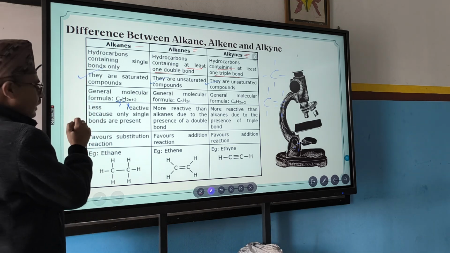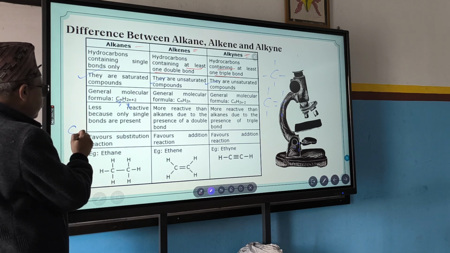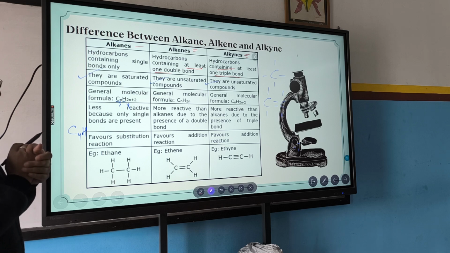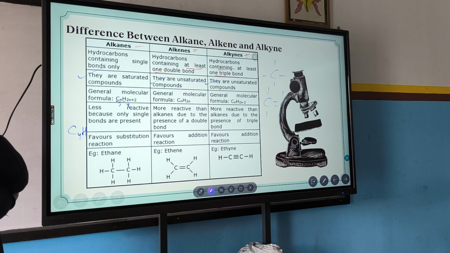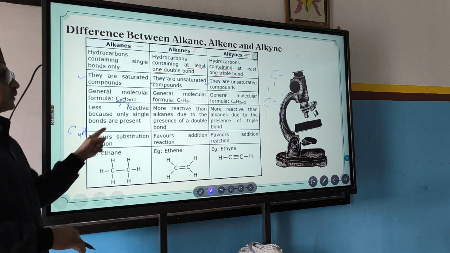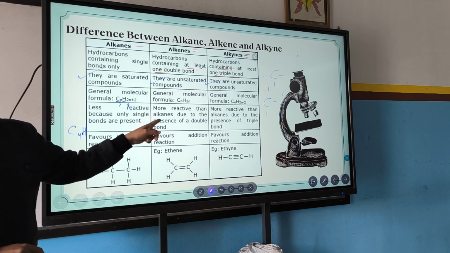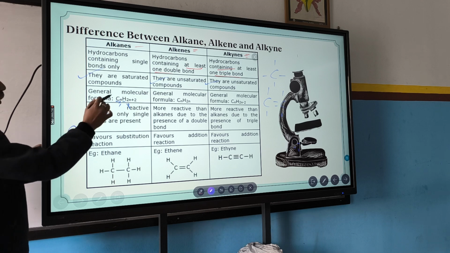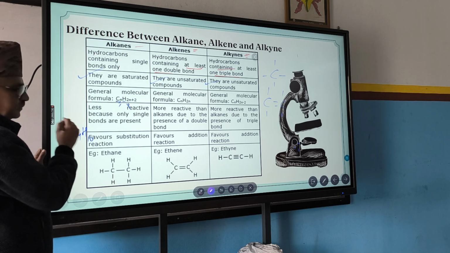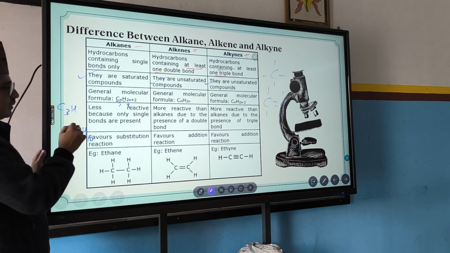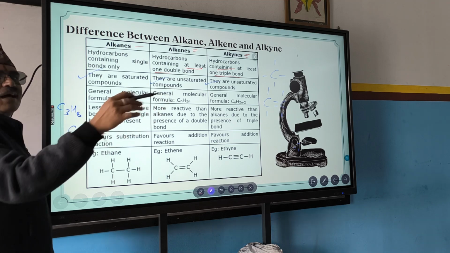For example, if there is C4, then how many hydrogens will there be in alkane? 10. How? I said 2 more than double of carbon. 2n plus 2 is here. 4 twos are 8, plus 2, 10. If C is 3, then H will be how much? 8. Children, do you understand this or not?